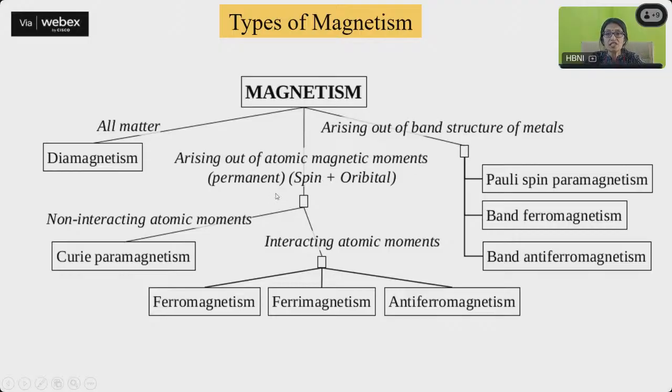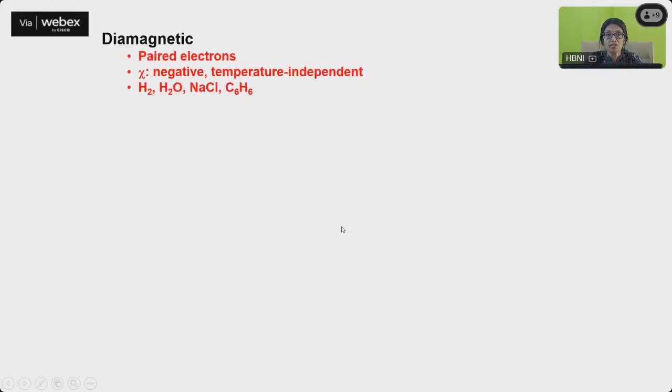These are the permanent magnetic moments, with contributions coming from the spin and the orbital motion. You can have non-interacting atomic moments, and this is going to give rise to Curie paramagnetism, whereas you can have interacting atomic moments, and this is what gives rise to ferromagnetism, ferrimagnetism, as well as antiferromagnetism.